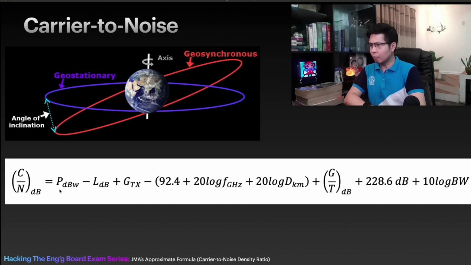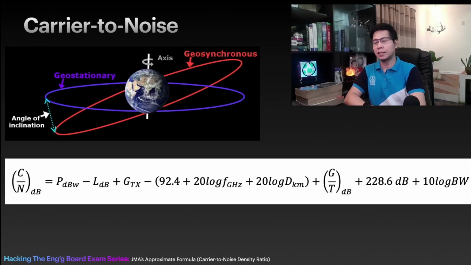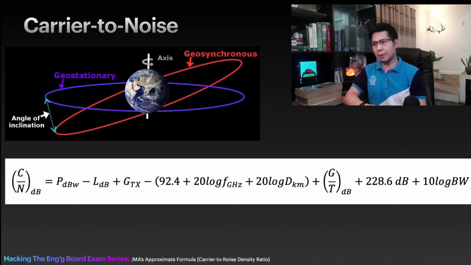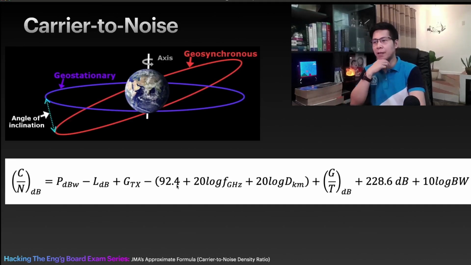Collectively, itong tatlo na ito, yung transmitter power, and this miscellaneous loss, or yung total transmission line losses natin, plus the transmit antenna gain, collectively, we call this one as the effective isotropic radiated power. And then, during propagation, yung atin pong signal, makaka-experience yung tinatawag nating attenuation. And this one is due to distance and frequency alone. So, yung attenuation natin, o yung tinatawag nating free space loss, in this case is 92.4 plus 20 log ng frequency in gigahertz plus 20 log ng distance in kilometer.